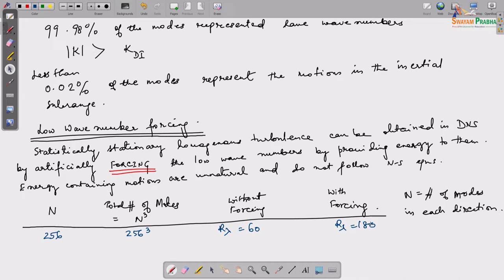Then another is if n is 512, and the total number of modes is this. And the maximum Reynolds number that has been reached with forcing is this. So it makes a lot of difference.